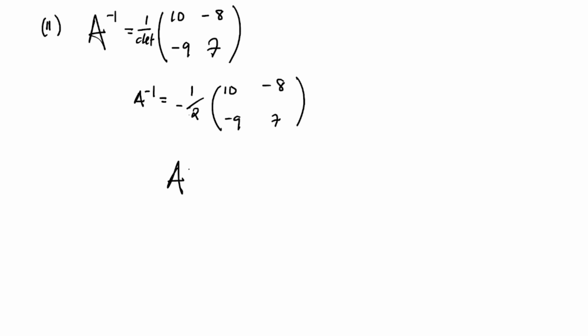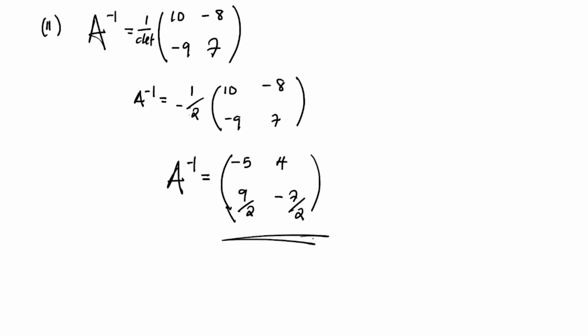It's going to be 10, -8, -9, and the 7. Okay, so our inverse is -1 over 2 multiplied by 10, that's -5. -1 over 2 multiplied by -8, that is a 4. -1 over 2 multiplied by -9, that is 9 over 2. Then -1 over 2 multiplied by 7, that will be -7 over what? Over 2. Okay, like that.